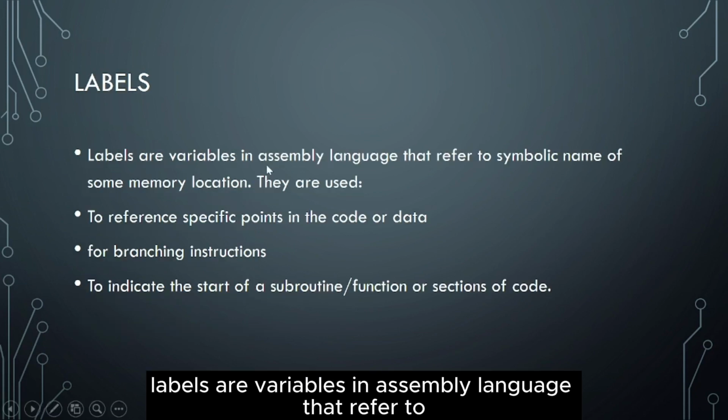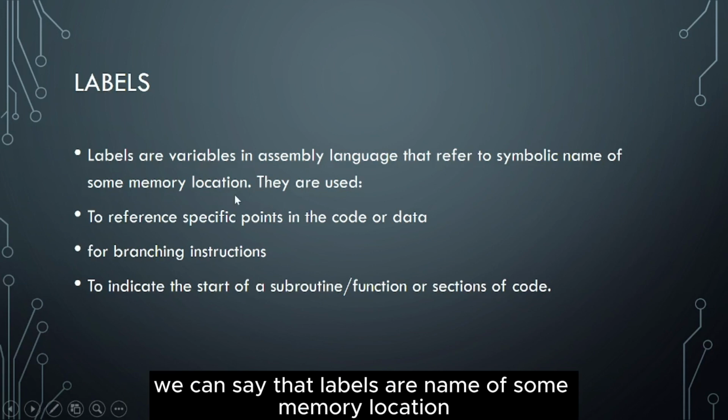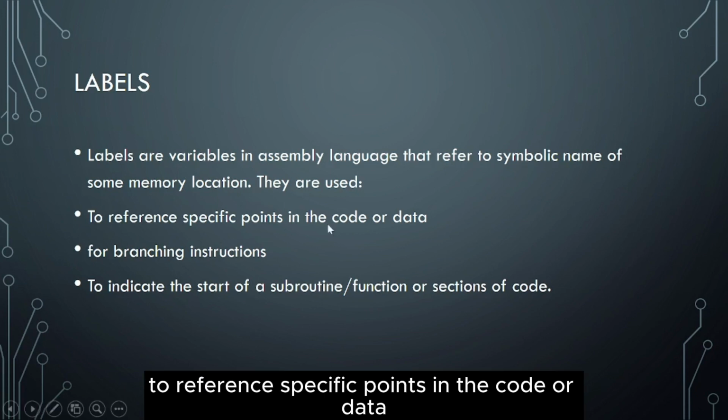Let's begin. Labels are variables in assembly language that refer to the symbolic name of some memory location. In short, we can say that labels are names of memory locations. Why are they used? They are used for the following purposes: to reference specific points in the code or data.